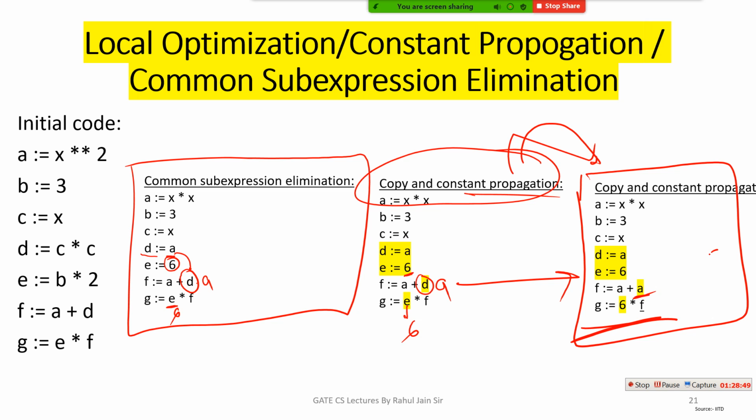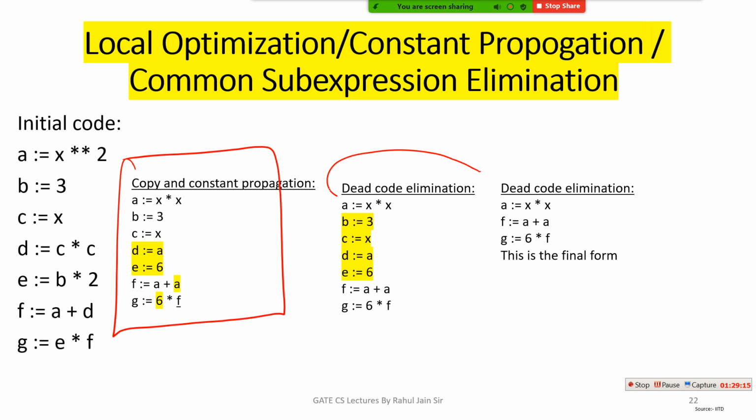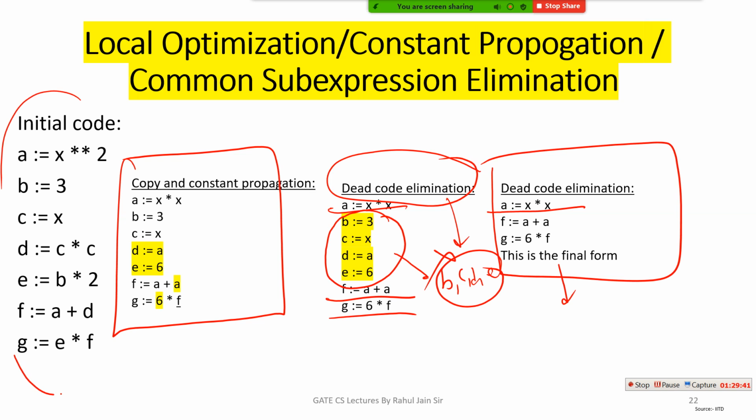Okay, now I will copy this. And after copy, I copied it here. Now dead code elimination would be there. Dead code elimination is the elimination of the code which is not required in our next phase. So in the next phase we are only left with a equals x into x, f equals a plus a, and g equals 6 into f. There isn't any further need of b, c, d and e. So we will eliminate all this. After elimination our code is optimized like this. So this code is optimized to this code.